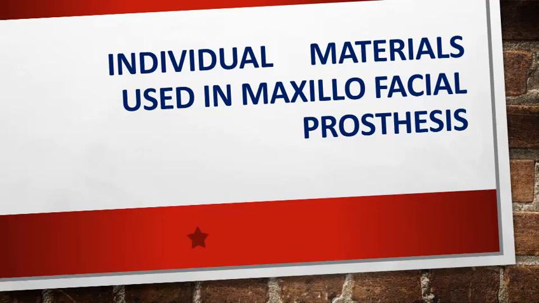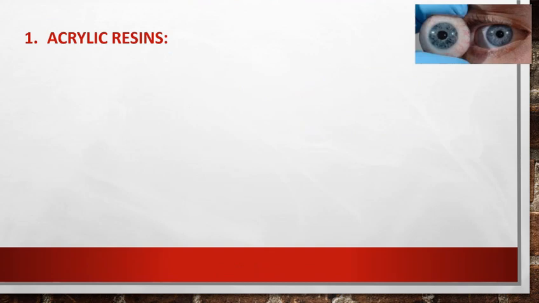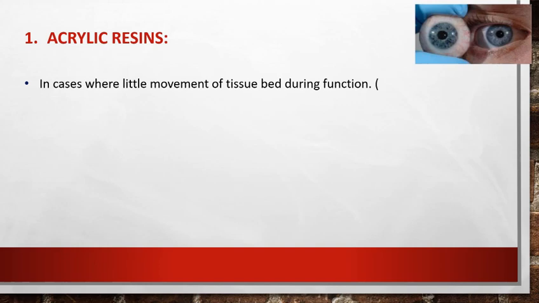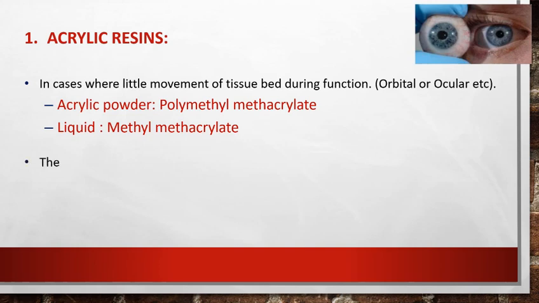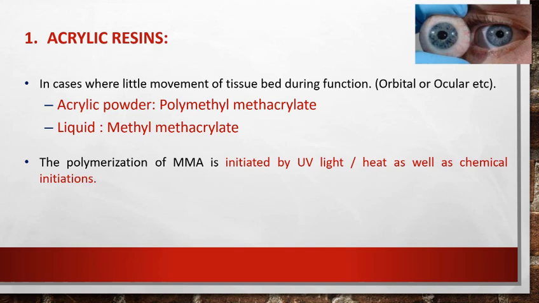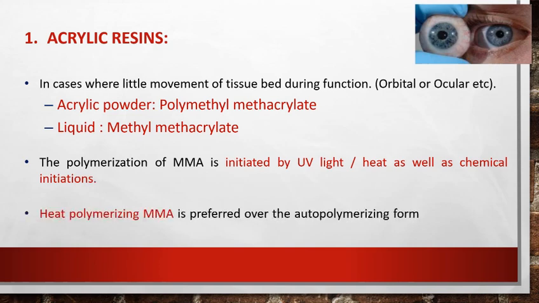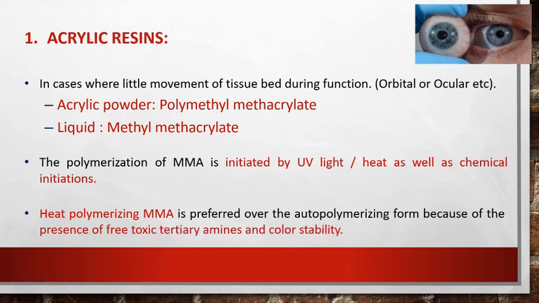Individual materials used in maxillofacial prosthesis. 1. Acrylic resins. In cases where there is little movement of the tissue bed during function, for example orbital or ocular, acrylic powder consists of polymethyl methacrylate and liquid methyl methacrylate. The polymerization of methyl methacrylate is initiated by UV light or heat as well as chemical initiators. Heat polymerizing methyl methacrylate is preferred over the autopolymerizing form because of the presence of free toxic tertiary amines and color stability.